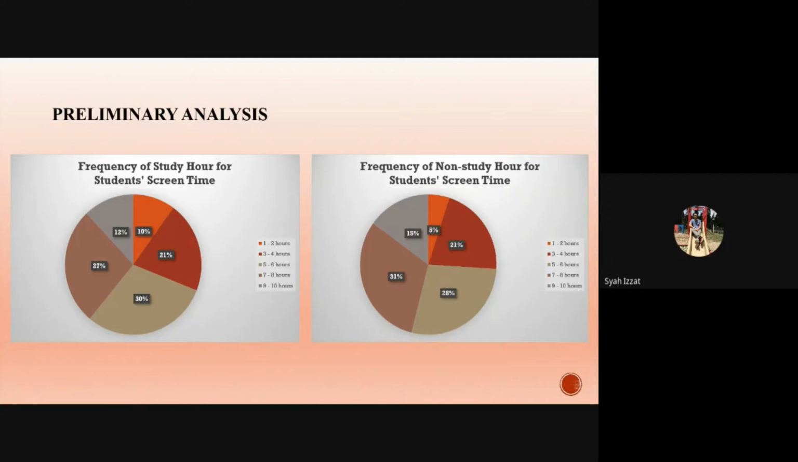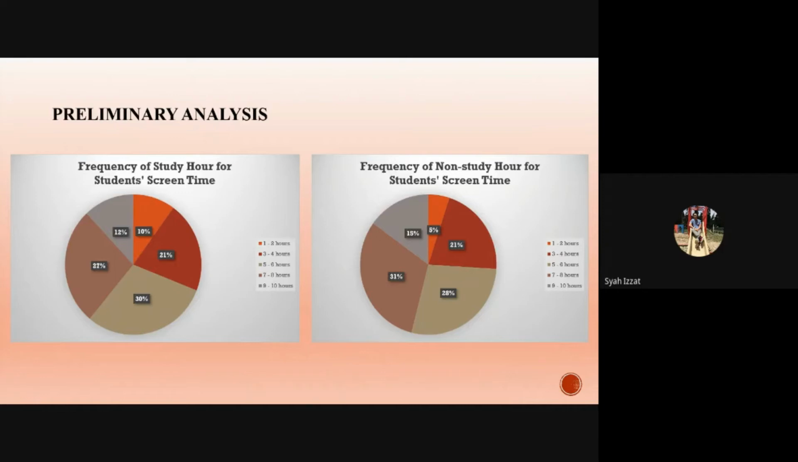So, for the frequency of study hour for student screen time, this is the pie chart. 10% of the respondents use the phone for 1 to 2 hours, and 12% of the respondents use their phone for 9 to 10 hours, and the next one is 21% of the respondents use their smartphone for 7 to 8 hours, and the next one is 27% of the respondents use their smartphone for 7 to 8 hours, and the most used one is 30% that use 5 to 6 hours of screen time for their smartphone.